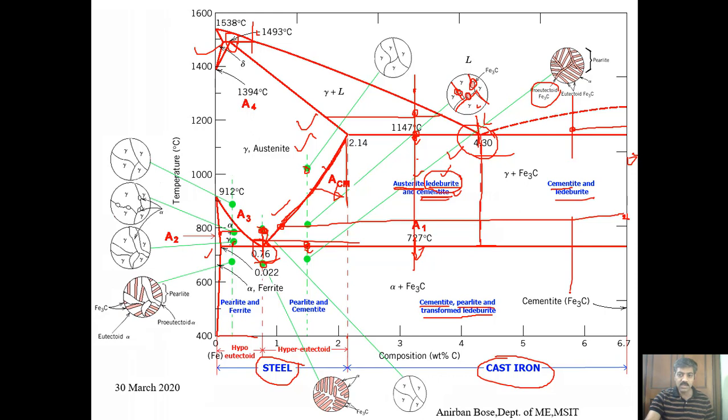Similarly, in this region also the same thing will happen: within that ledeburite basically austenite is there, and that austenite will be transformed into pearlite, and that is why the ledeburite will be transformed. Okay, so transformed ledeburite will be there in this region if you go below the eutectoid temperature.